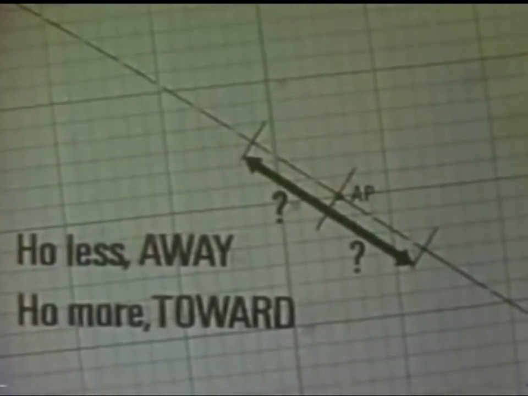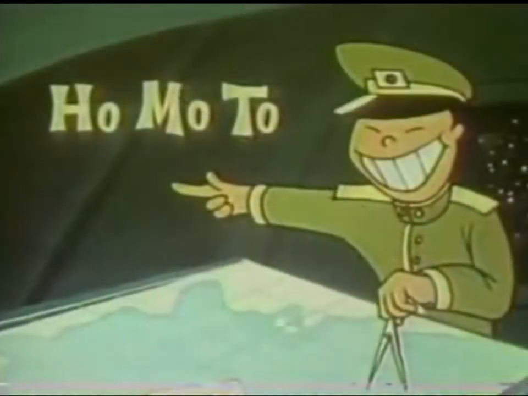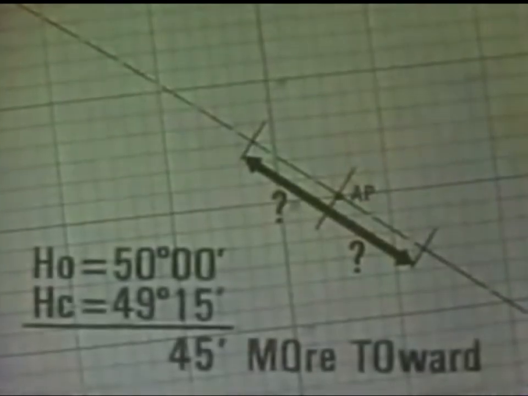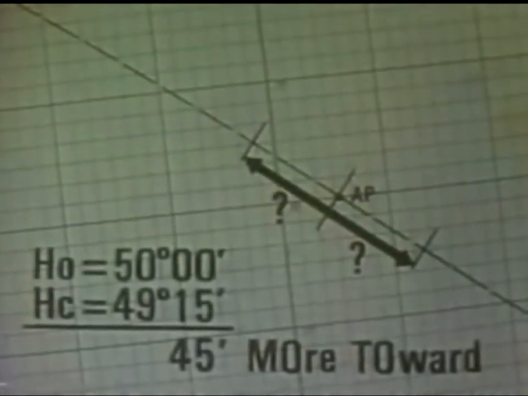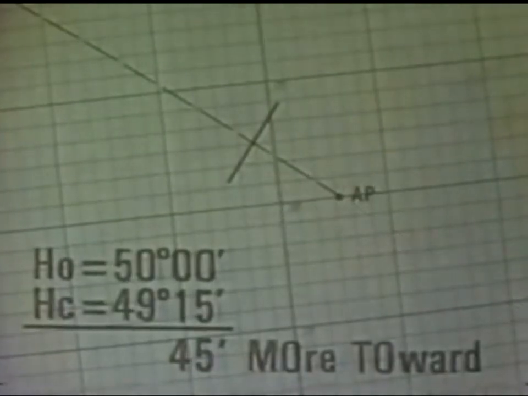Just remember Ho, Mo, To. Ho, more, toward. Ho, Mo, To. Think of the happy Japanese navigator, Lieutenant Homo-to, smiling over your shoulder. In this case, HO is 45 minutes of angle more than HC. Remembering Homo-to, you know you are 45 nautical miles toward the GP of the celestial body.